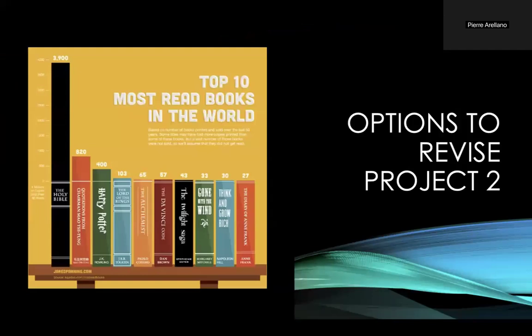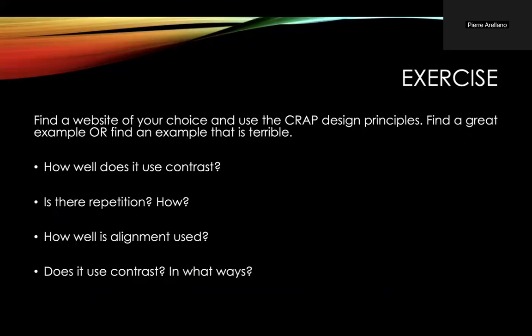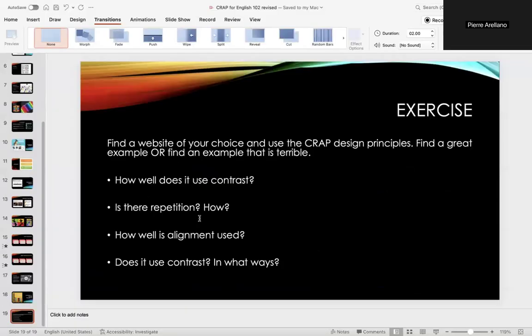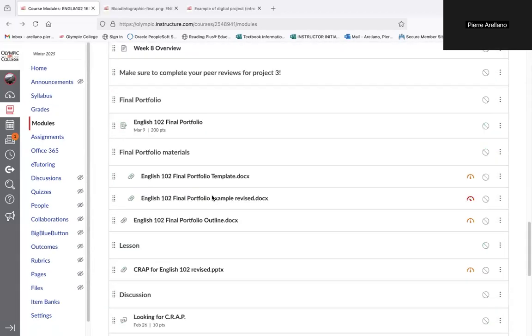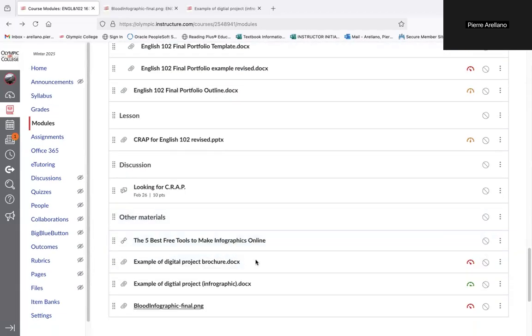So, options to revise project two. Before that, though, there is an exercise before I get into your options that I want you to do to work on looking at CRAP design principles. So let's go to our page here on Canvas. I think this is the last discussion we will have for this class.